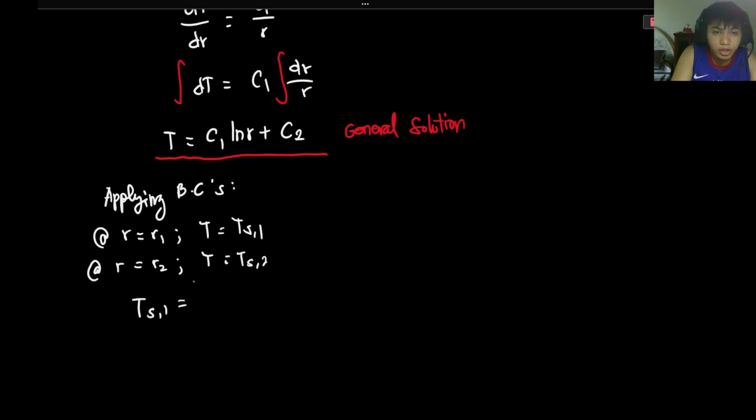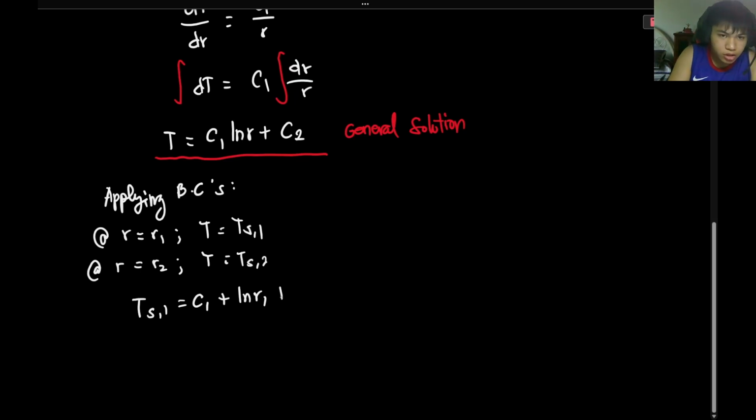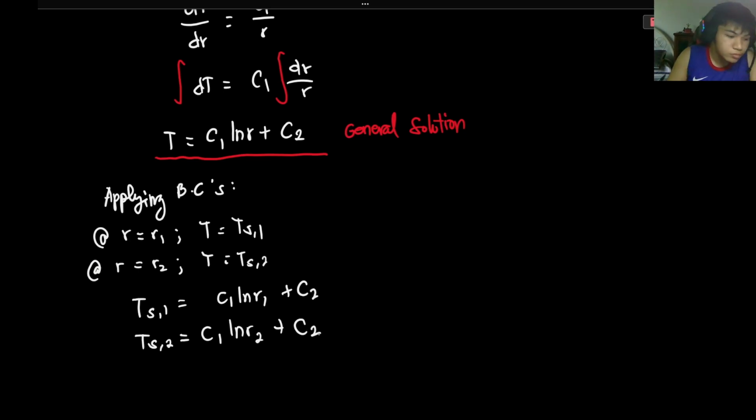So, for TS1, we just use the same expression here. So, ayan. C1 ln R. And now, since we have R equals R1, so it's R1. Plus C2. So, this is actually a product. My apologies. Ayan. And for TS2, no? So, it will be C1 ln R. Now, it's R2 plus C2. Ayan.